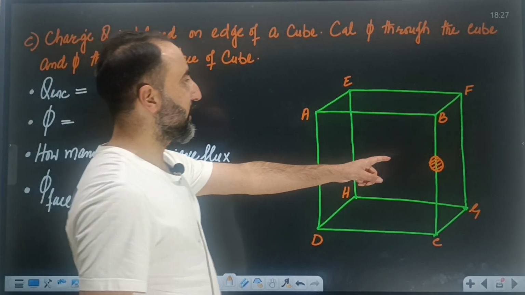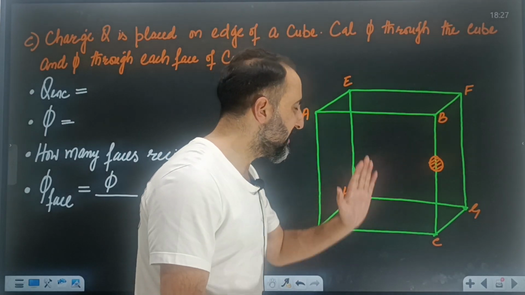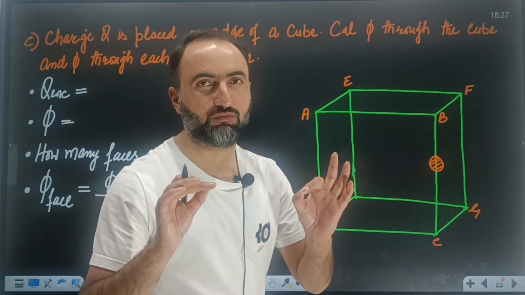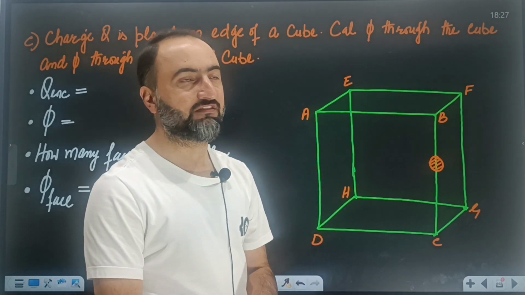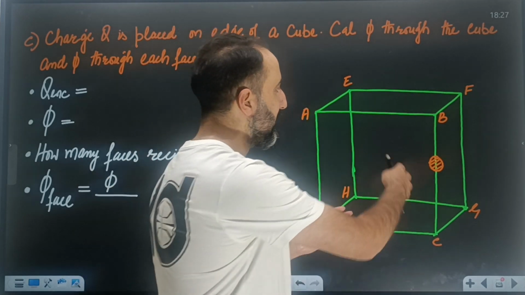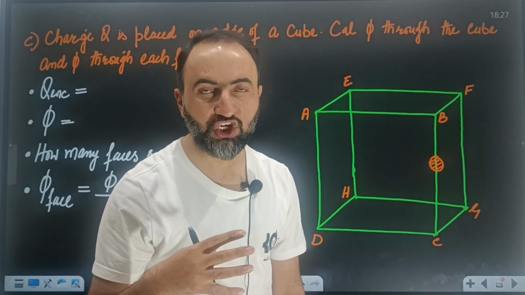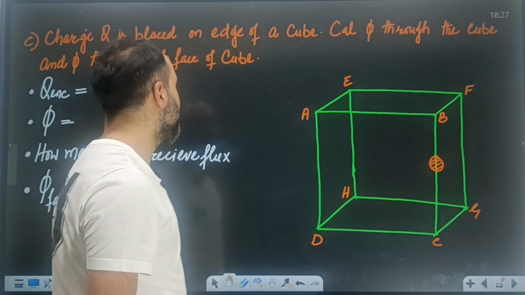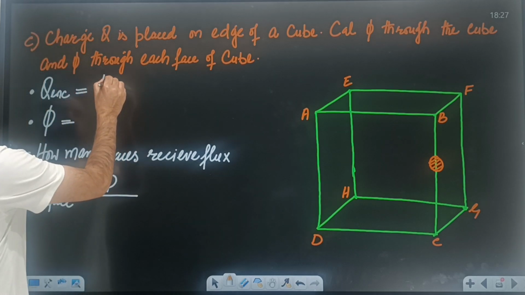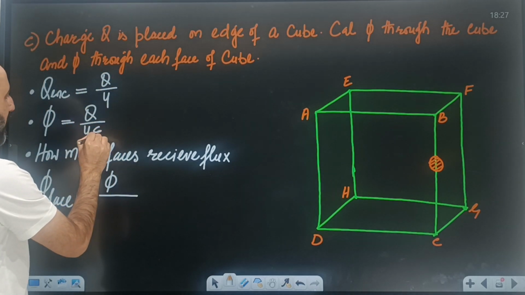Now there, the charged particle is placed on the edge. When the charged particle is placed on the edge, imagine that there are, suppose, 4 electric field lines. Out of the 4 electric field lines, only one will pass through this cube, and the remaining 3 will be out of this cube. So what's the amount of the charge that is shared by this cube? That's Q divided by 4. The Q enclosed is equal to Q divided by 4. Flux will be Q divided by 4 epsilon naught.